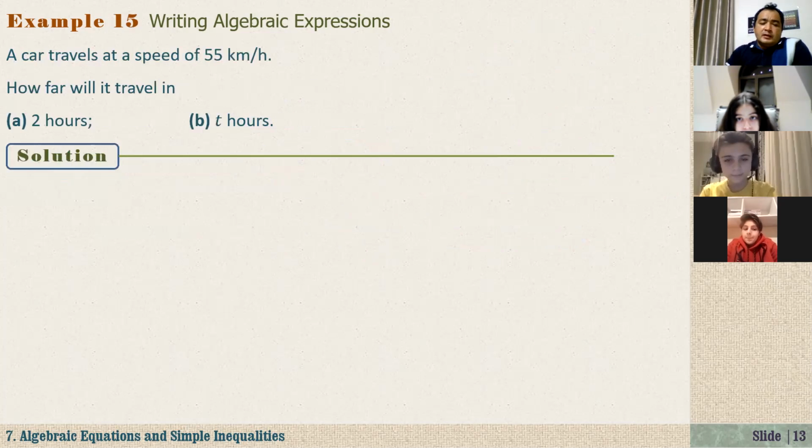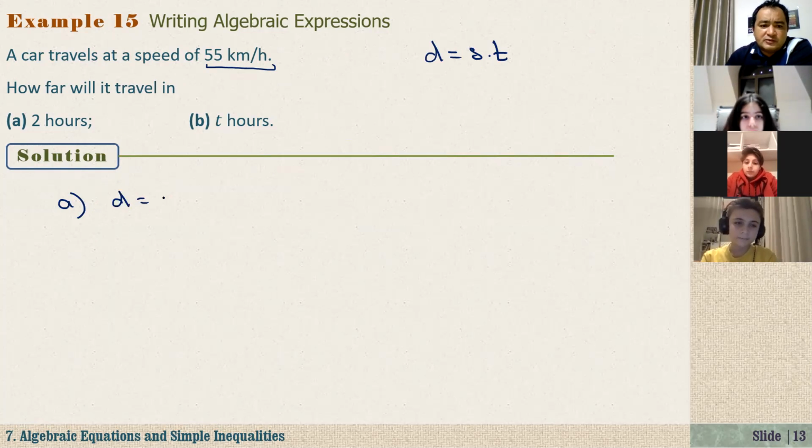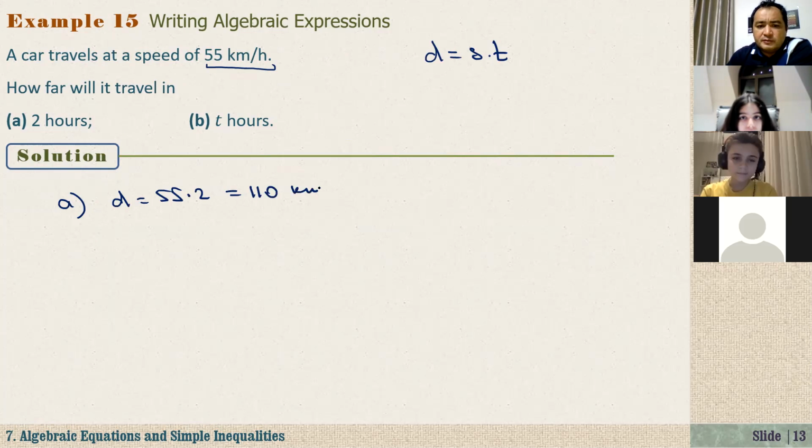Next, a car travels at a speed of 55 kilometers per hour. How far will it travel in 2 hours? Again, this is the distance formula, right? Distance equals speed times time. Yes, Selin? 55 times 2, which is equal to 110 kilometers.